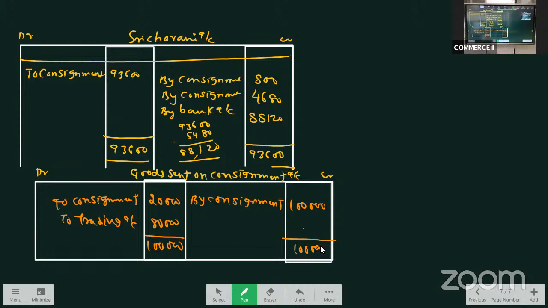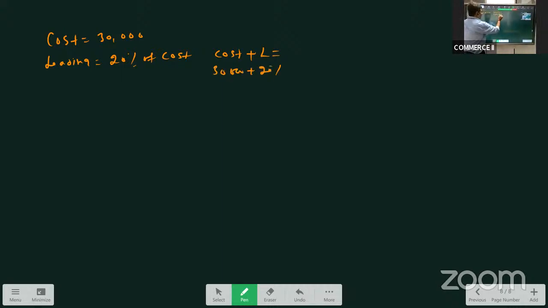Riptika Reddy sent goods to Rishika Reddy of Adilabad on consignment worth rupees 30,000 and invoice price of cost plus 20%. What is the cost price? What is the cost price given? If you see, cost is 30,000. And what is the loading given? It is said that 20% of cost. He gave cost plus loading. Cost plus 20%, isn't it? Cost is 30,000 plus 20% of cost.